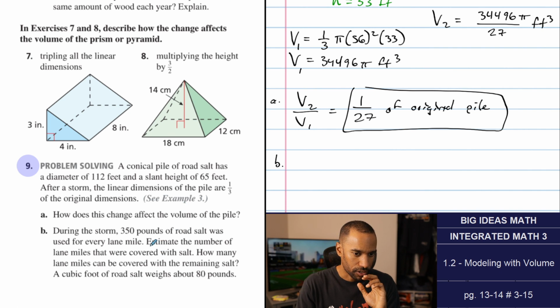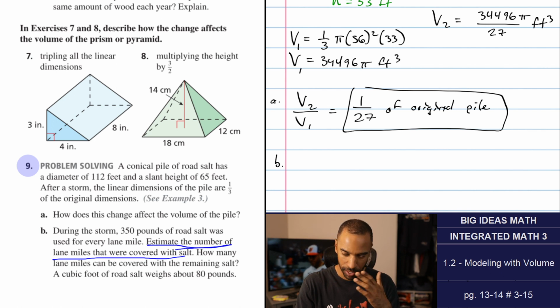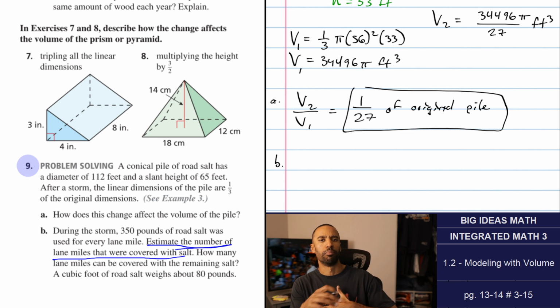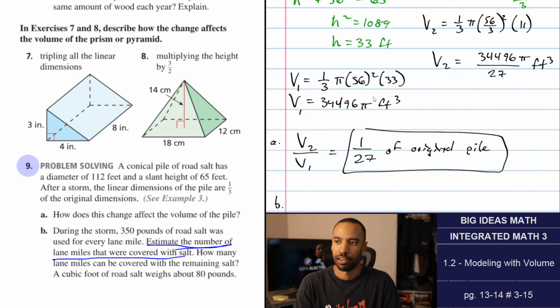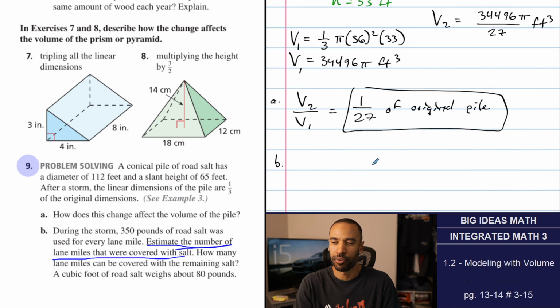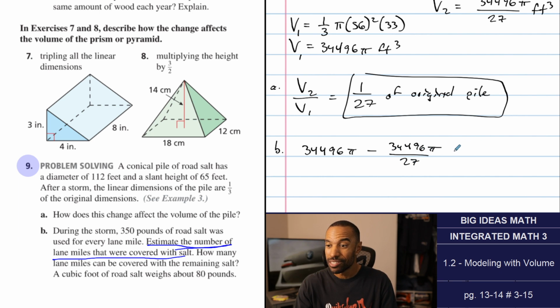So there are 2 questions here. The first one is the number of lane miles covered with salt. I think that is what they did the last time, the one that the storm blew out, so the amount that's not used. We can take the difference between our numbers from before. So we can do 34,496 pi minus 34,496 pi over 27. Basically, we're taking 26/27ths of what we had before.